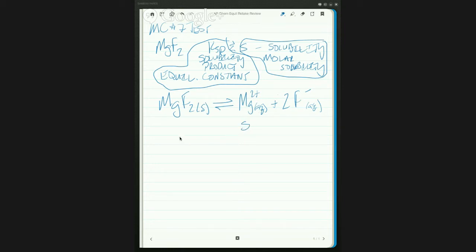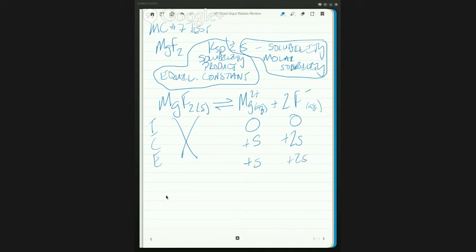If you're doing an ICE table, the solid is not a part of it at all. Actually, if we're going to do the ICE table, then we might as well say these start with 0, because you don't have anything of the aqueous ions, it's all solid. The change means you add plus S there, and because the coefficient's 2, you would add 2S here for the F minus. And at equilibrium, it's just the same thing, S and 2S.